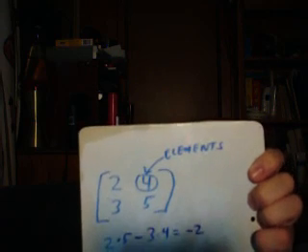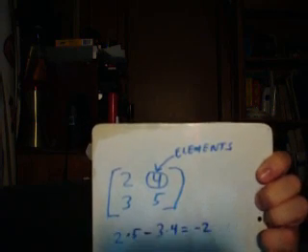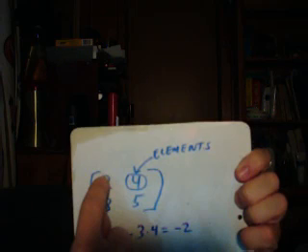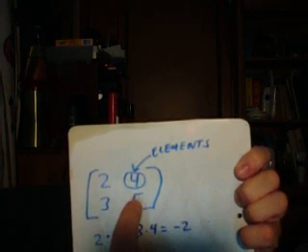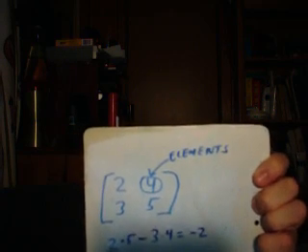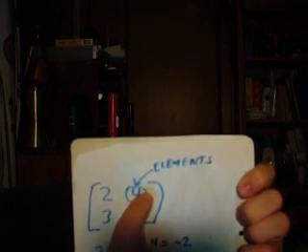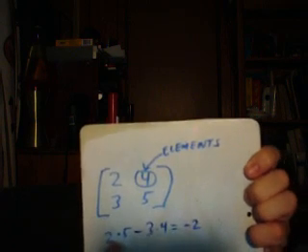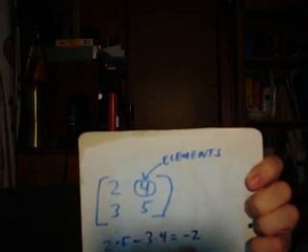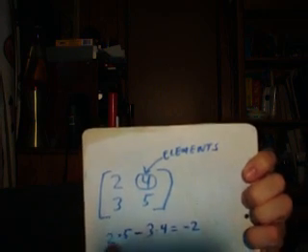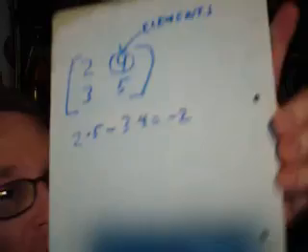But, how do you solve a matrix? Well, you take the first element and you multiply it by the fourth element, and then you multiply the second element times the third element, and then you take those two numbers and you subtract the second number from the first, and that's when you get your answer.